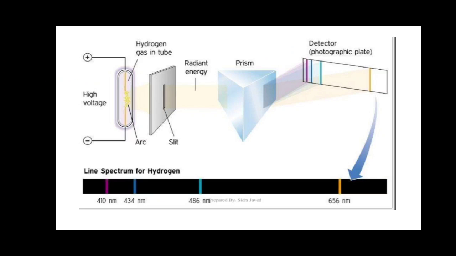See the diagram. A high voltage tube with hydrogen gas in that tube, a slit, the radiated energy, a prism, and a detector or photographic plate. Then the line spectrum is obtained for hydrogen, in the visible region or not.